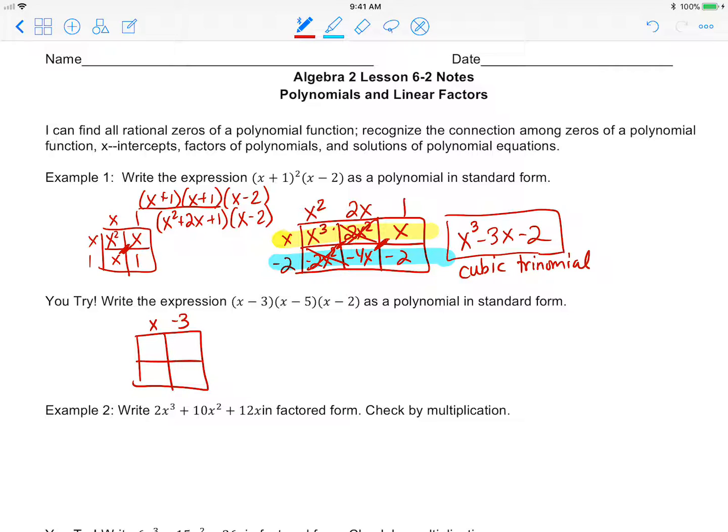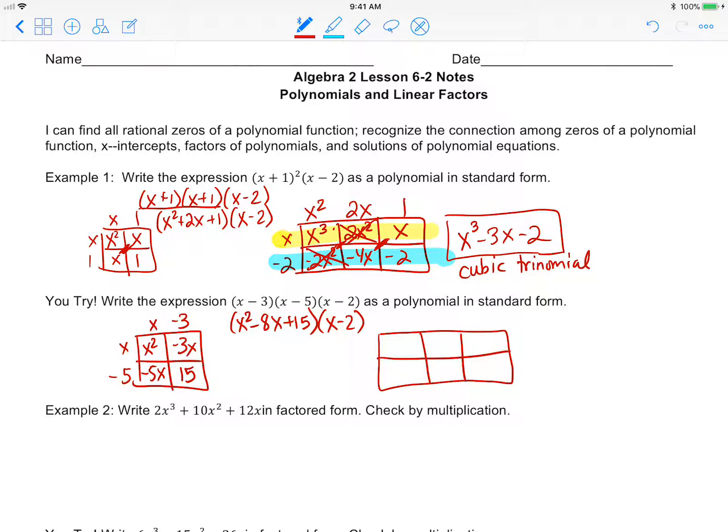So we have x minus 3 and x minus 5. And when I multiply all my parts together, I get x squared minus 8x plus 15. So I just did a quick FOIL using the box method. And now I'm going to multiply that product times x minus 2. I would like to do another box. It's just simple. Good way to organize our work. Make sure we don't leave anything out.